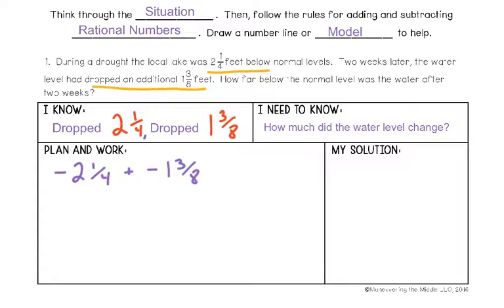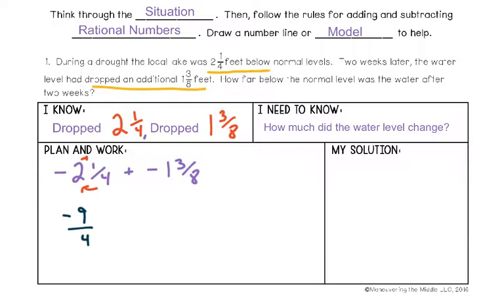Okay, so by now you should have looked at these two mixed numbers and realized you want to do an operation with them. We want to add. The first thing I want to do is not add mixed numbers; I want to add improper fractions. So I'm going to do my around the world here. I do 4 times 2, which is 8, plus the 1, which is 9. So I know that this is the same thing as -9/4.